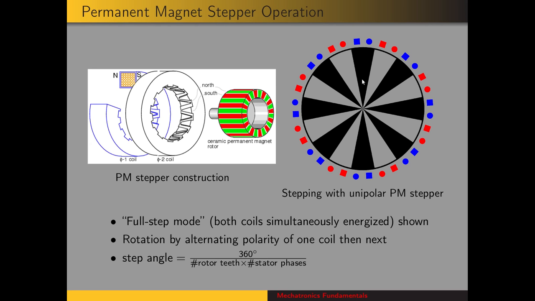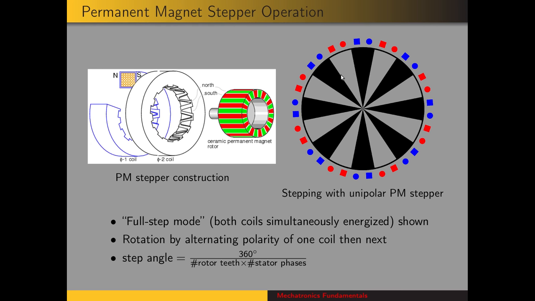In this picture we have 16 rotor teeth with 2 phases. One phase or coil is shown by squares, and the other phase or coil is shown by circles. So the step angle for this motor, with 16 stripes on the rotor and 2 phases, is 11.25 degrees per step.